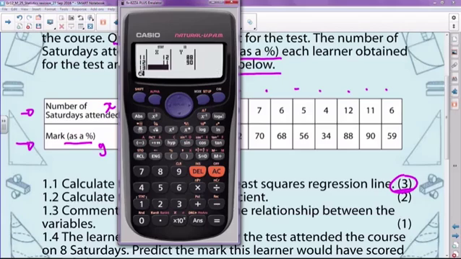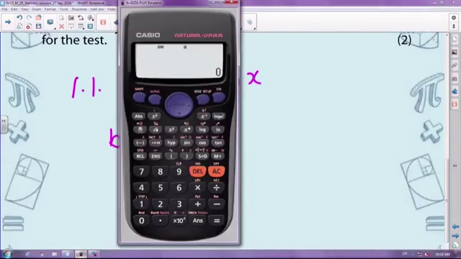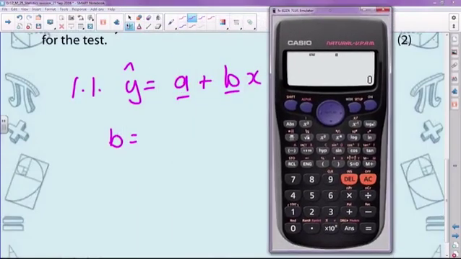That person attended 6 Saturdays, so you press 6, you press equals, and that will go into row 13. The mark that they received was 59, so you press 59 and you press equals. Once you've entered all your data points, you just clear the screen. All that information is still there, it hasn't disappeared. We're now simply going to recall from the calculator the value of B and A.